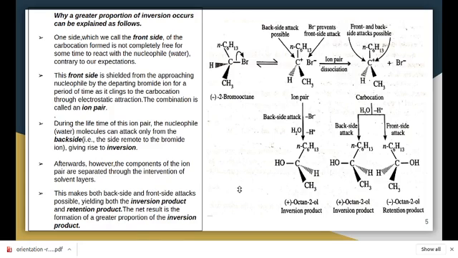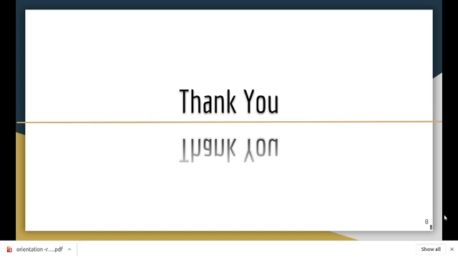So, in an SN1 reaction, we expect a racemic mixture, but what usually happens is that we will get the inversion product in a greater proportion compared to the retention product. This is about the stereochemistry of the SN1 reaction. Thank you.